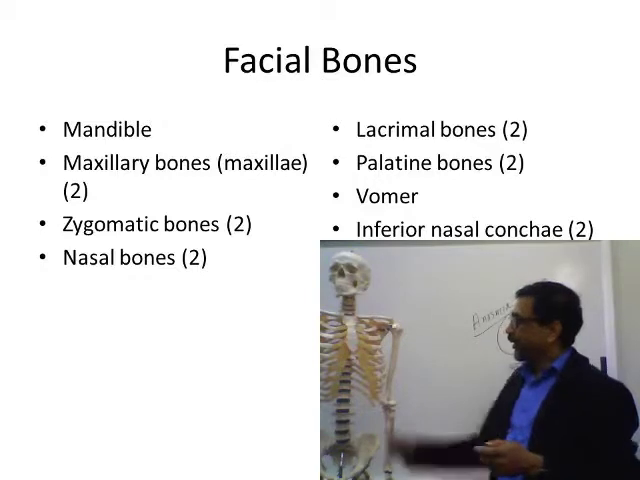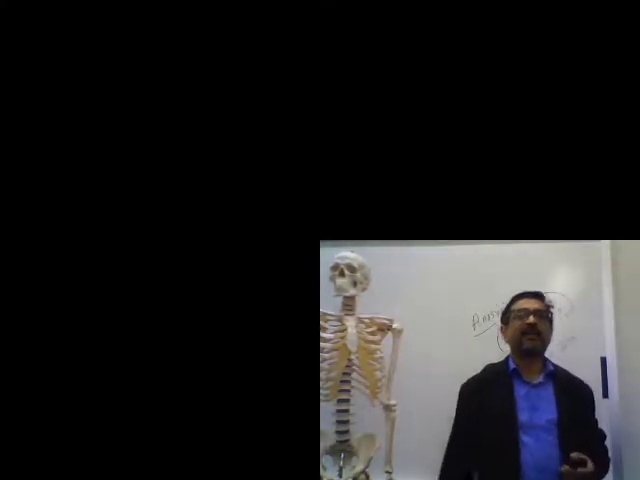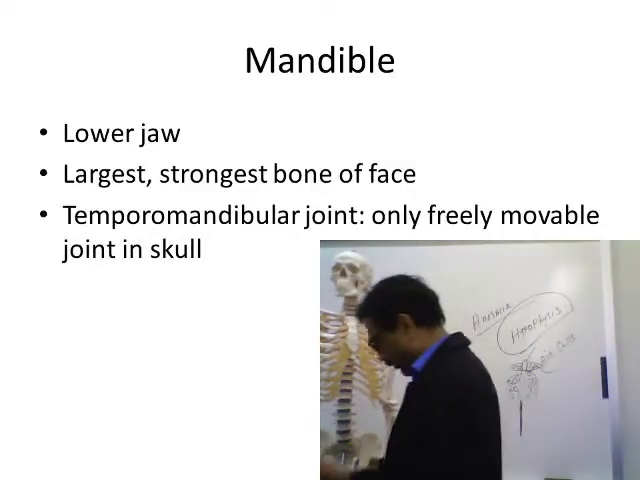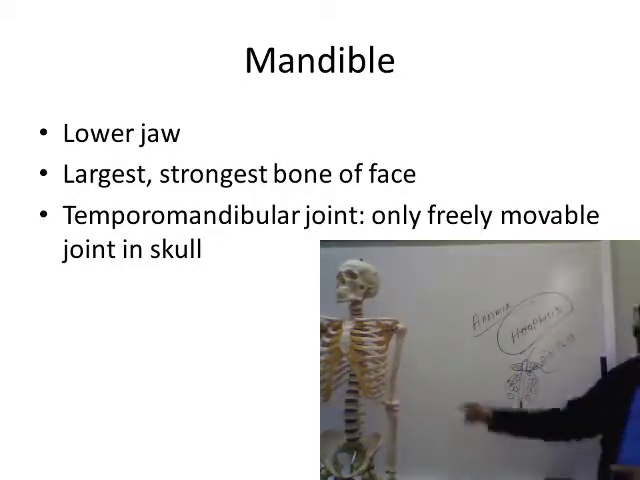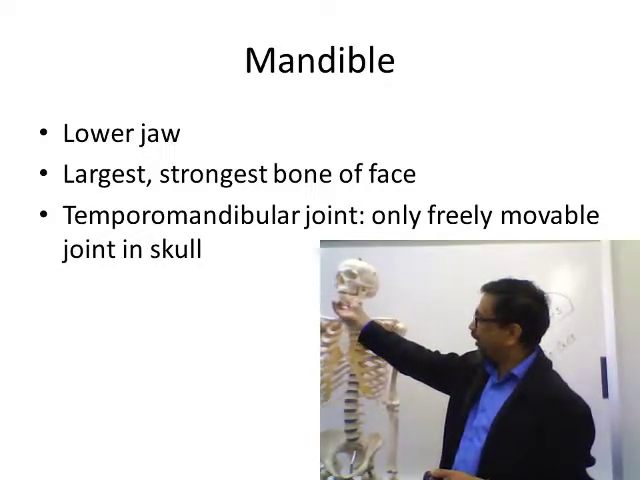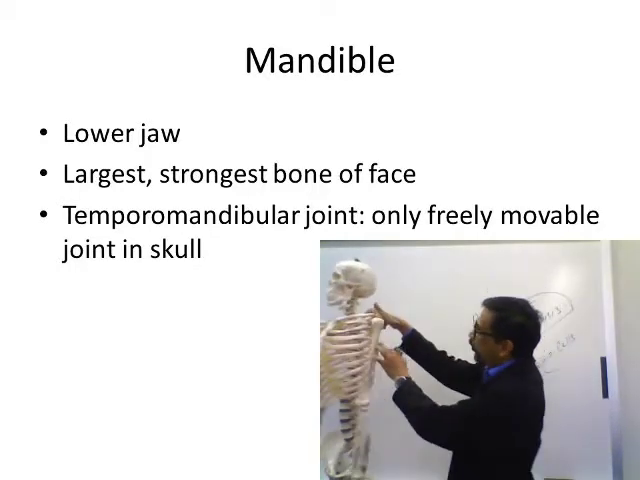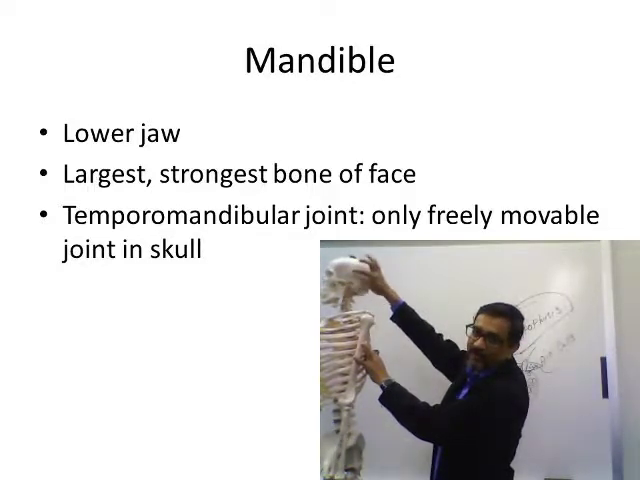Now mandible is the lower jaw bone. This is the strongest bone of the skull, or we can say the strongest bone of the face, and this is the only movable bone of the skull. So only this bone moves, and it moves at the temporomandibular joint. This is the temporal bone, this is the mandible. So this joint is the temporomandibular joint.